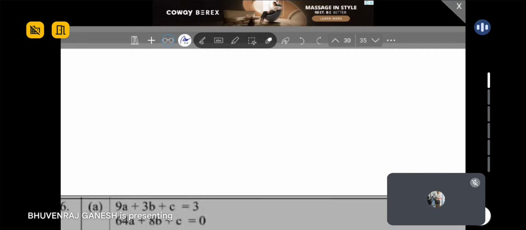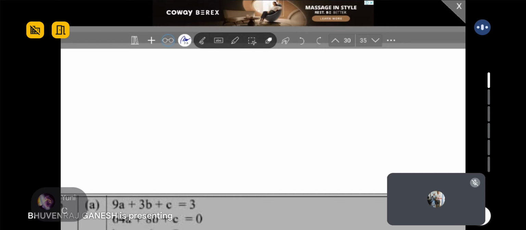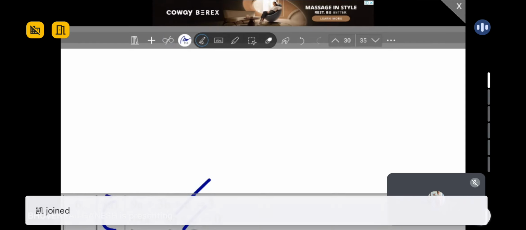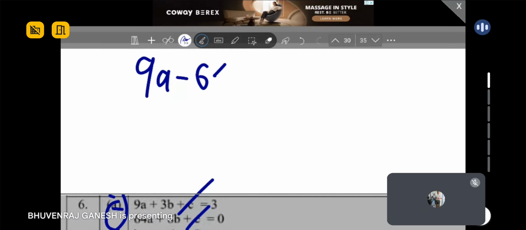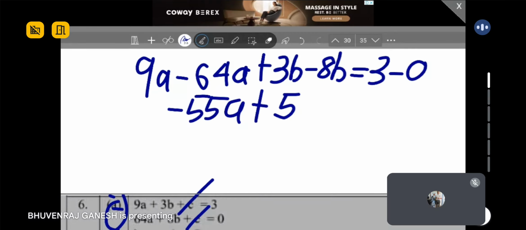Alright, so guys, dari 2 persamaan ni, kamu nak hapuskan pemboleh ubah yang mana? What variable you guys want to eliminate? Yes, C sangat senang kan? Boleh tolak. Okay, you just minus these 2 equation. Then you will get the answer. Okay, so you just take 9A minus 64A plus 3B minus 8B equal to 3 minus 0. So this value is negative 55A tolak 5B equal to 3.